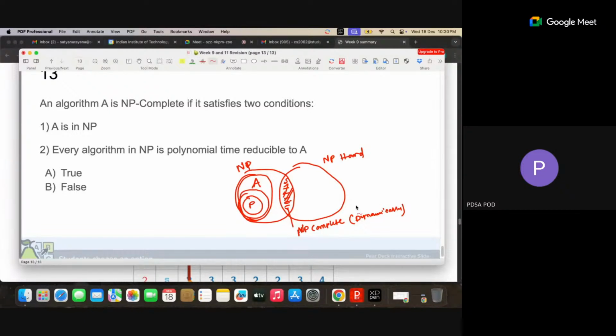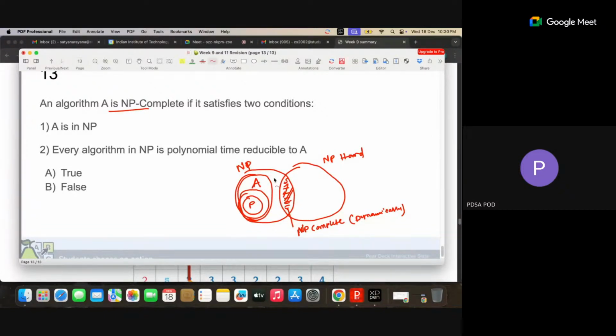Is it right? Someone asked, sir, can you explain the second statement about the algorithm? Yes, every algorithm in NP, there are a lot of algorithms, is polynomial time reducible to A. Because A is currently a partially worked-out solution, later A also takes the help of other algorithms, and A also becomes completely reducible to polynomial time. Clear? So here the intersection is A.